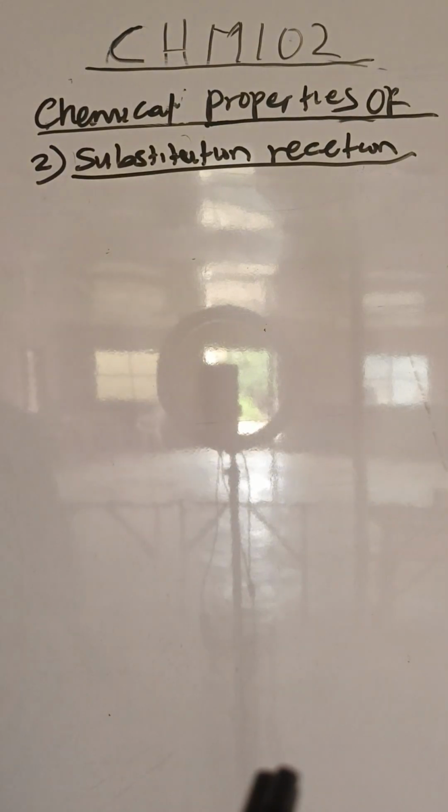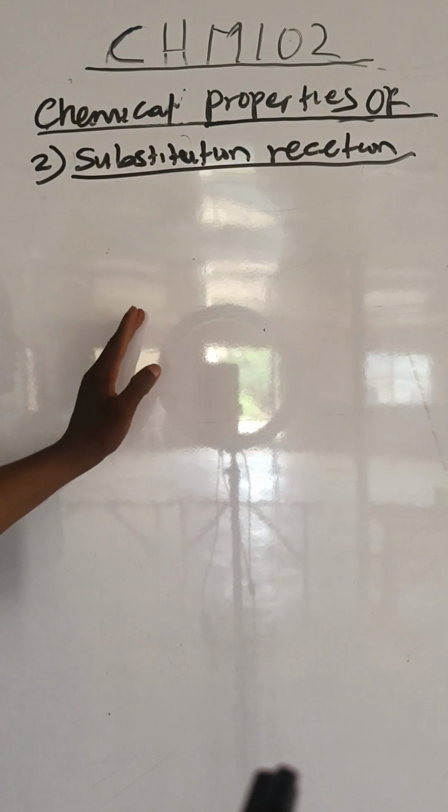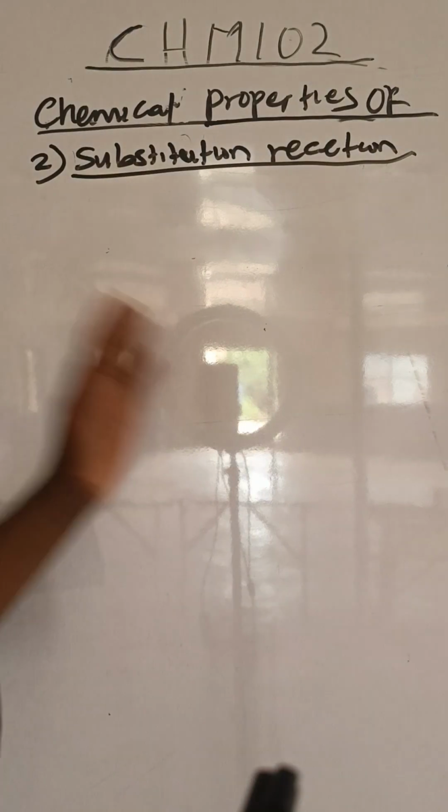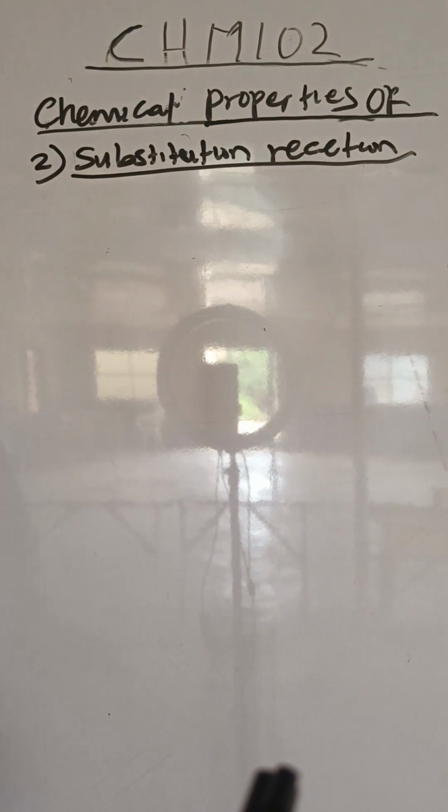Yes, this is another chemical property. We call it substitution reaction. Substitution reaction occurs between a halogen and an alkane. You will remove hydrogen and add chlorine.